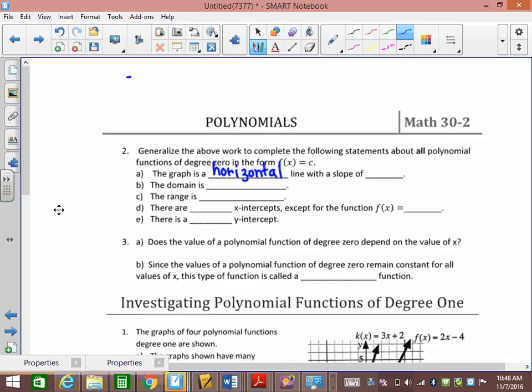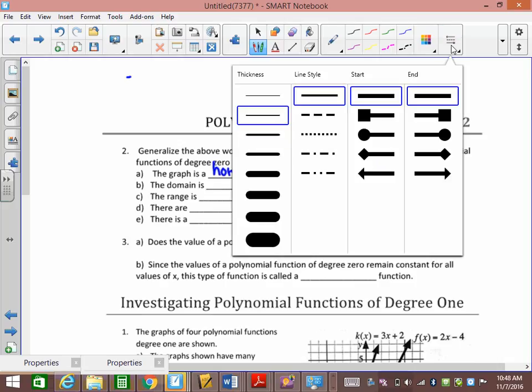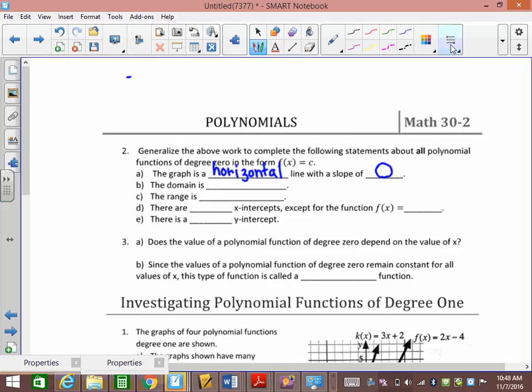A horizontal line with a slope of what? It's like the slope of Saskatchewan. It's very flat. What's that slope? 0. The domain is always what? x is an element of the reals.